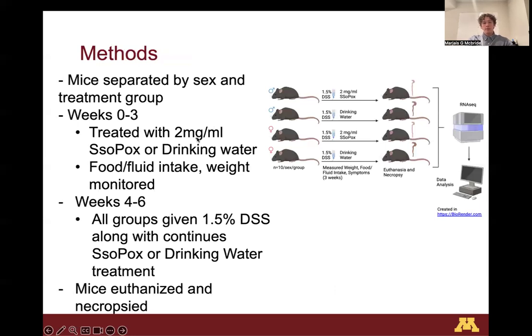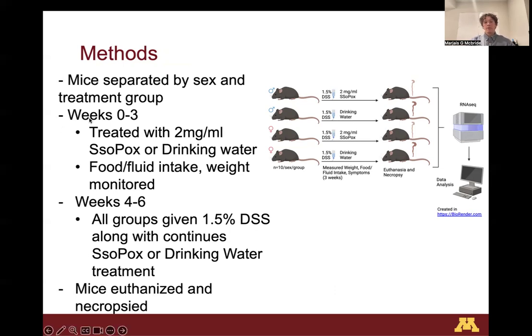For the methods in this experiment, the mice were separated by sex and treatment group. So for the male mice, there were two groups, SsoPox and drinking water, and the females were one group SsoPox, one group drinking water, for a total of 4 groups with 10 mice in each group.